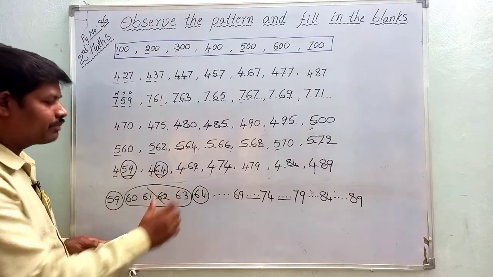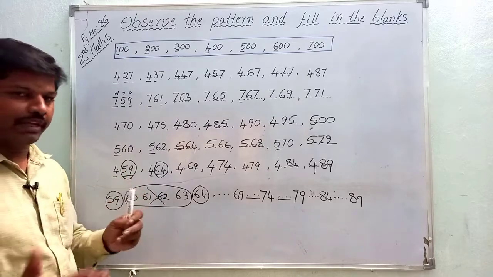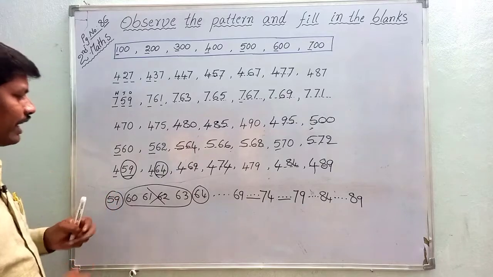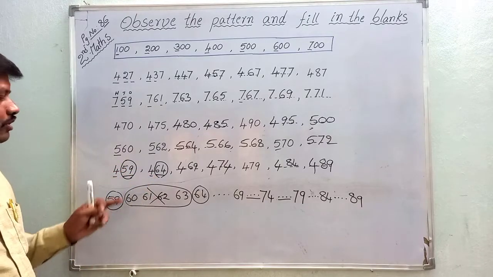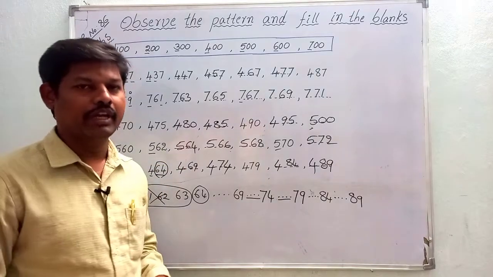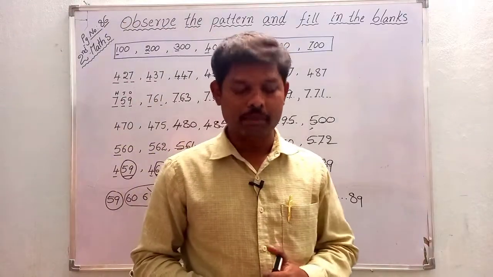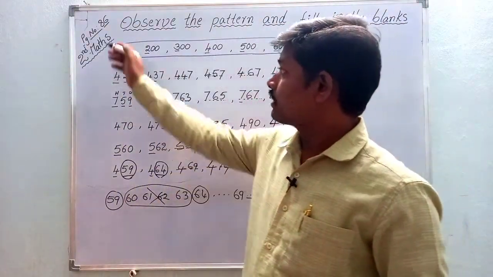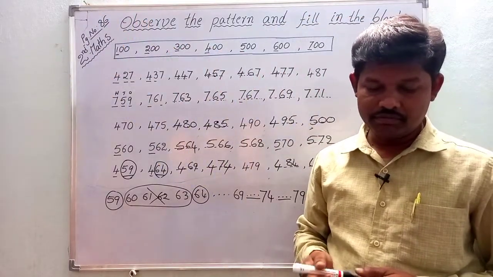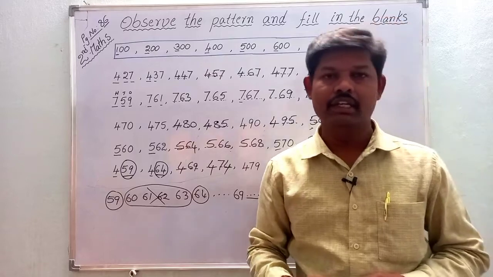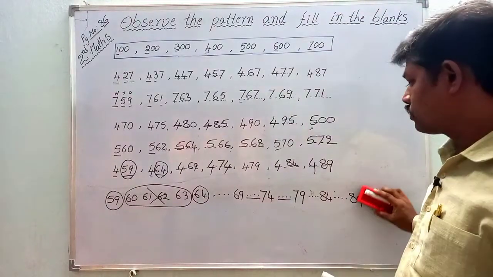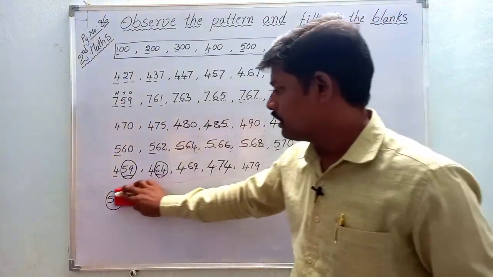Here, the difference between any two numbers is 5. 64 minus 59, if you subtract, you will get 5. So a difference of 5. These are the patterns. So like this, different patterns are given. Observe carefully on page number 86. For your practice, so many patterns are given. So I have explained the difficult ones. Some difficult numbers I have explained here.